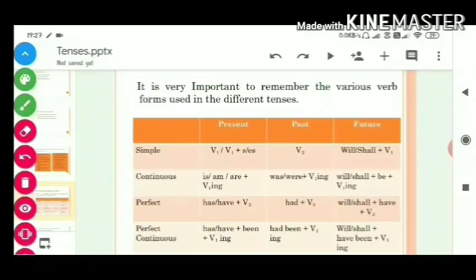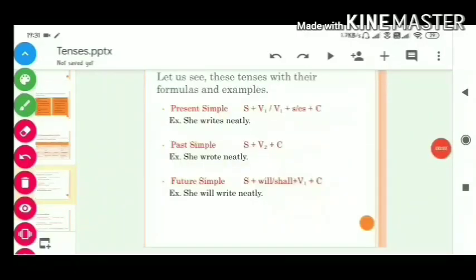Students, now I am going to explain with examples and give you a formula for each tense. Present simple. In present simple tense, see the formula: subject plus V1 or V1 plus s, es plus complement. Example is: she writes neatly. In this sentence, she is the subject, writes is the verb, V1 form, neatly. Now, she is the singular subject, so we add s to the verb. She writes neatly.